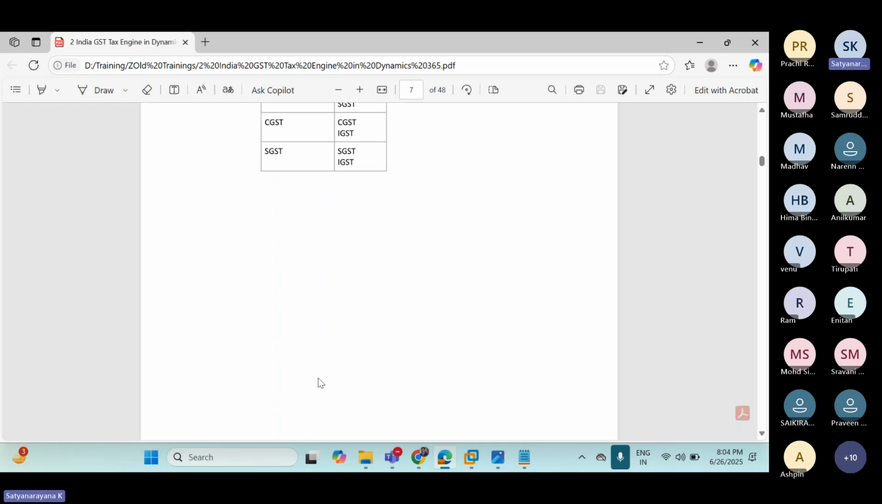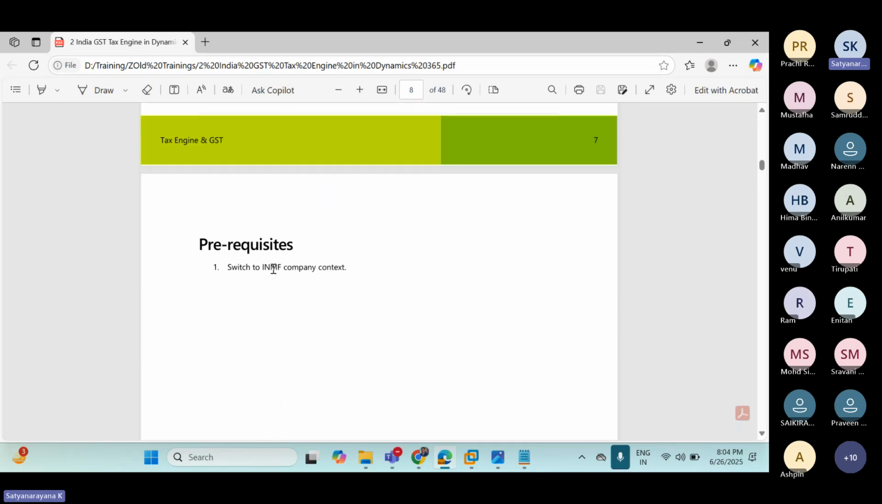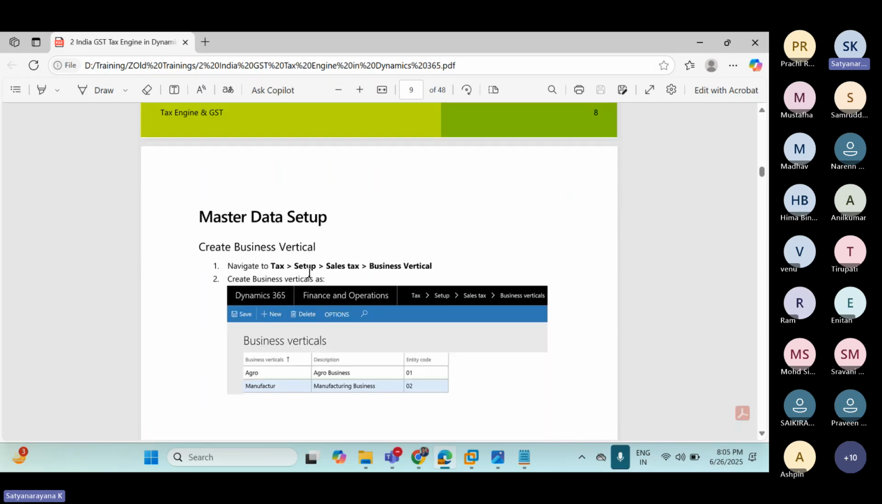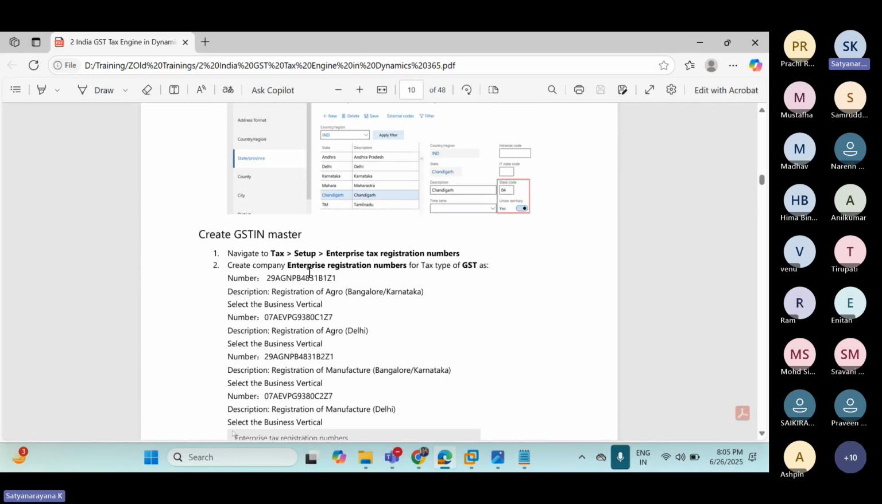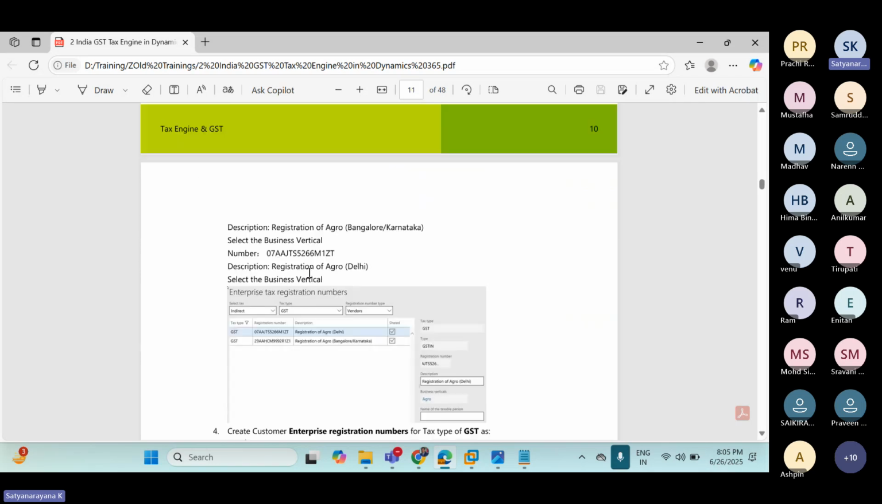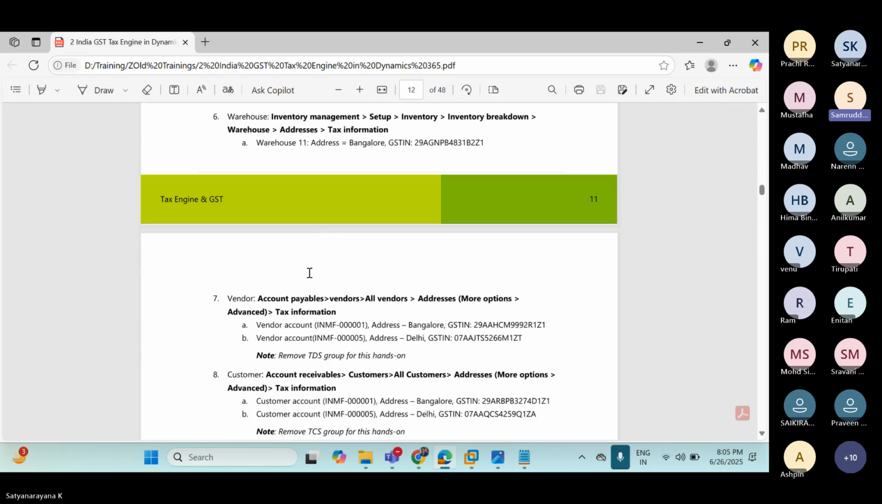What is IGST, what is CGST, what is SGST, and how to create them. You need to go to the INMF company and see what setups we need to do first, one by one. A clear step-by-step document is there. I'll give it to you. You can practice. Okay, thank you.